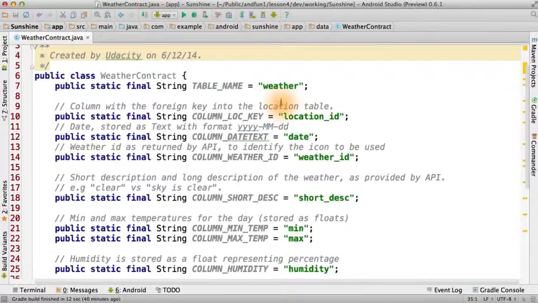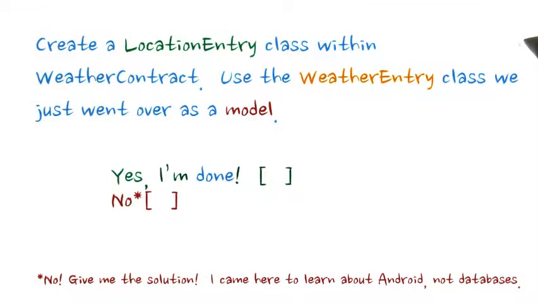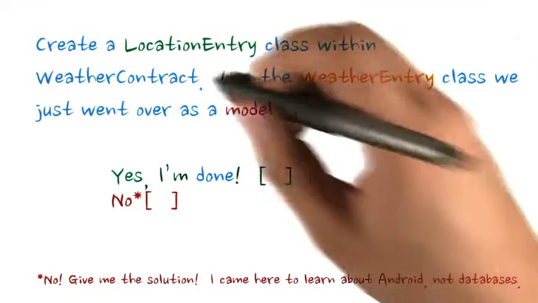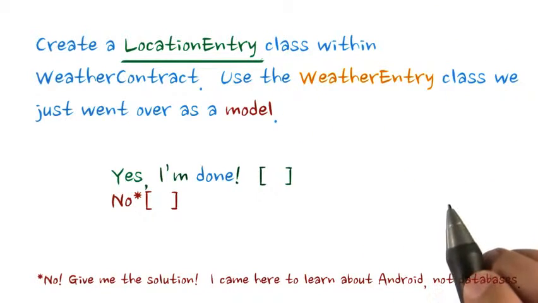Note that we store the location ID, which will be a foreign key from the location table, in column loc key. Also note that the units aren't stored in the database. We expect all weather entries to be stored in metric units and converted when needed by the UI into imperial units. We need to create a contract for our other table that contains location entries.